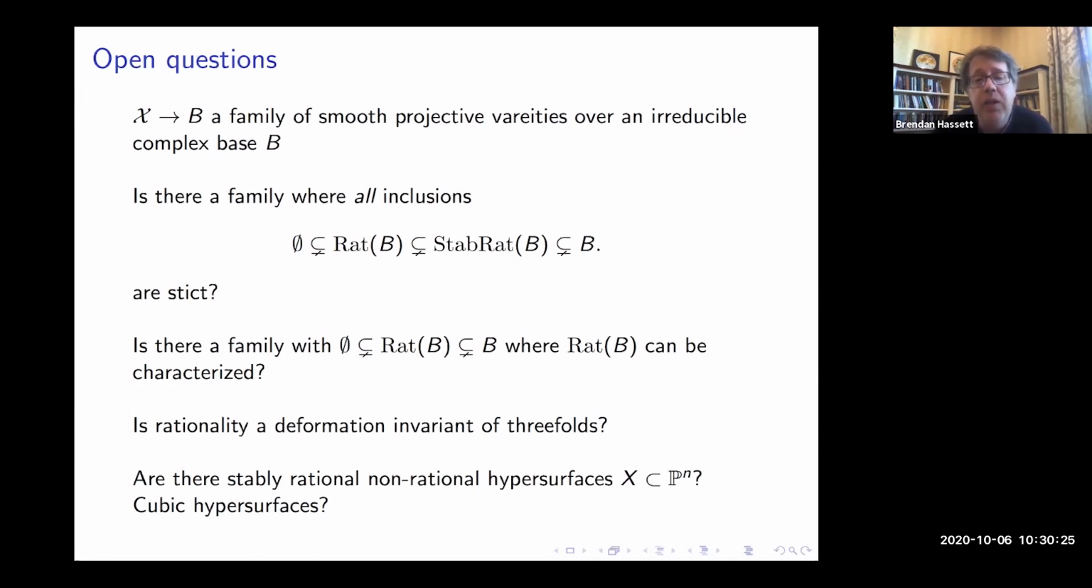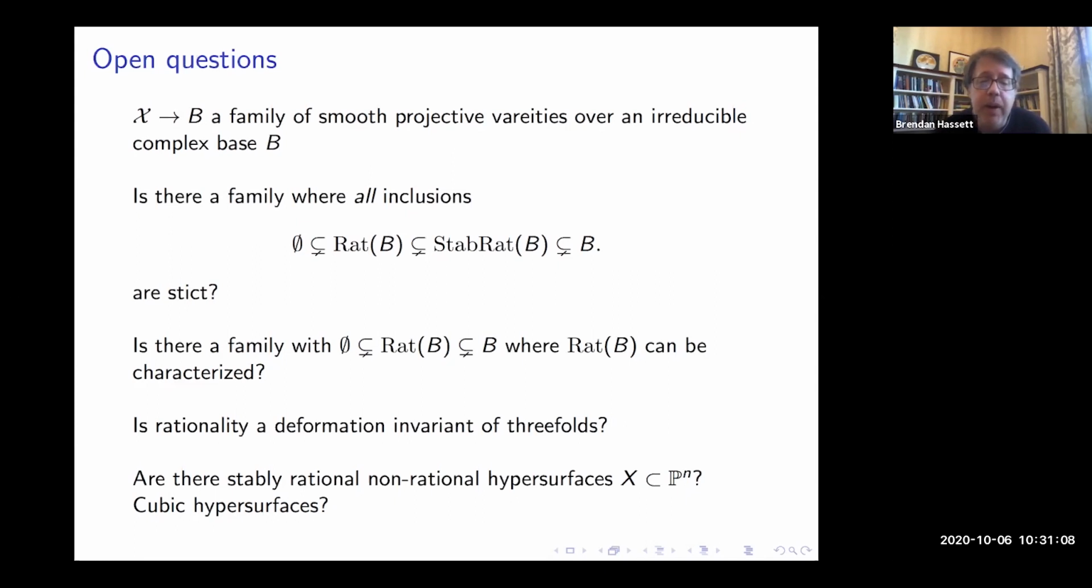Is there a case where the rational locus is non-empty, but strictly contained in B, where you can actually compute it? I am not aware of an example of families where you have a complete characterization of the rational locus, except in cases where it's empty or the entire base of the family. So this is kind of a frustrating point. We have beautiful tools for showing that very general varieties are not stably rational, but it'd be nice if we can say with a bit more precision exactly which ones are stably rational and which ones are not.